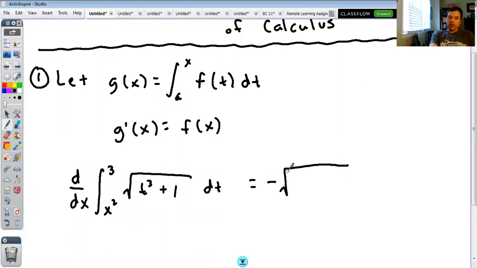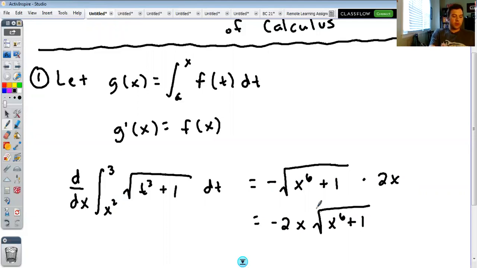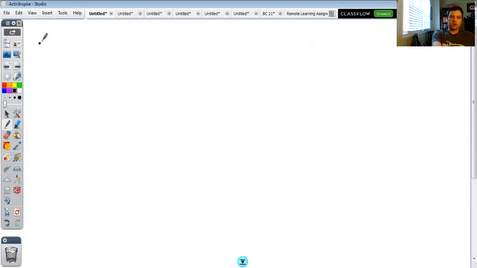The integral will go away. X squared will plug in for t, so that'll give us x to the 6th plus 1. And then we're going to apply the chain rule. We're going to multiply by the derivative of the piece that we just put in, so 2x. So that would be the derivative of this integral function. Very, very simple problem, and something we want to make sure that you can do relatively easily. You're given an integral function and asked to take the derivative of it. It's that simple.